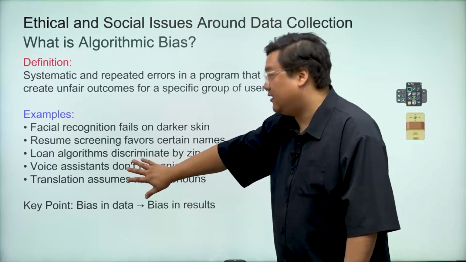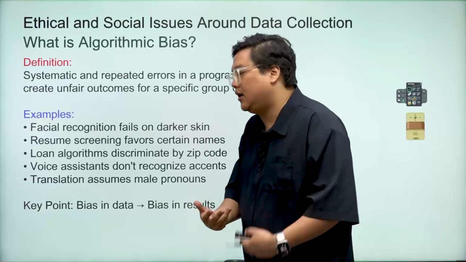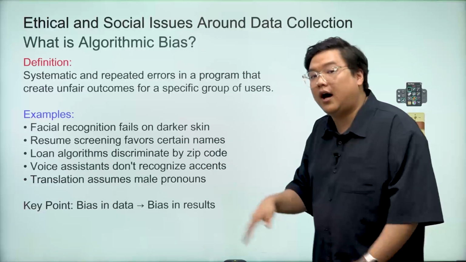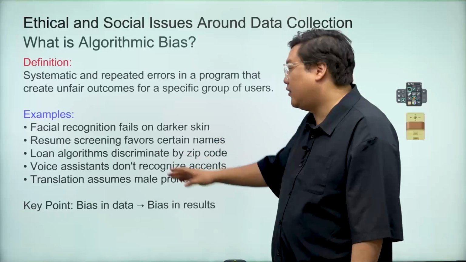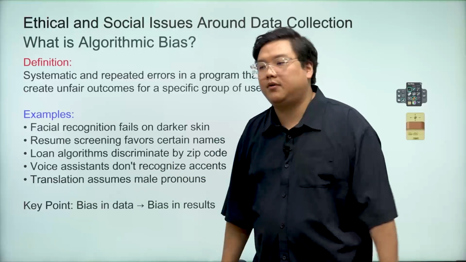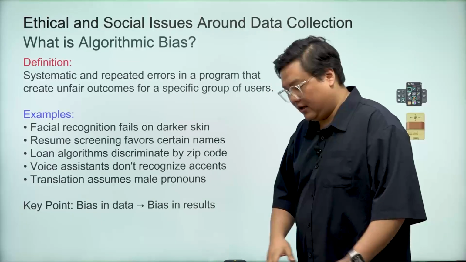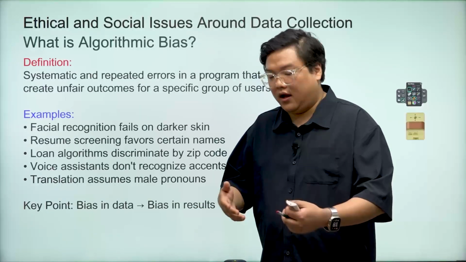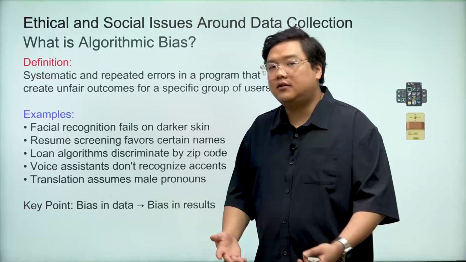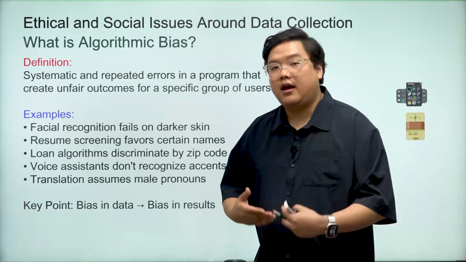Examples would be these: facial recognition fails on darker skin. That actually happened a lot, and that really shouldn't happen, right? Resume screening also happened to a lot of companies, and we'll talk about that too. Loan algorithms discriminated by zip code. If you don't know what zip code is, it's like a postal number, postal code. If you have income data and cross-reference it with the zip code, that could lead to discrimination, right? So your program should consider this and try to be as fair as possible.